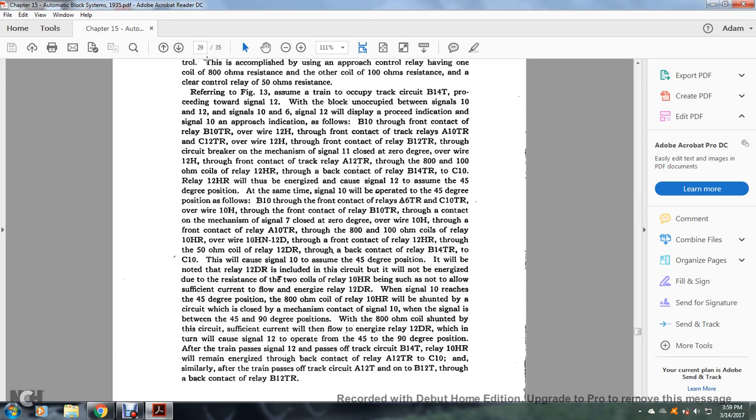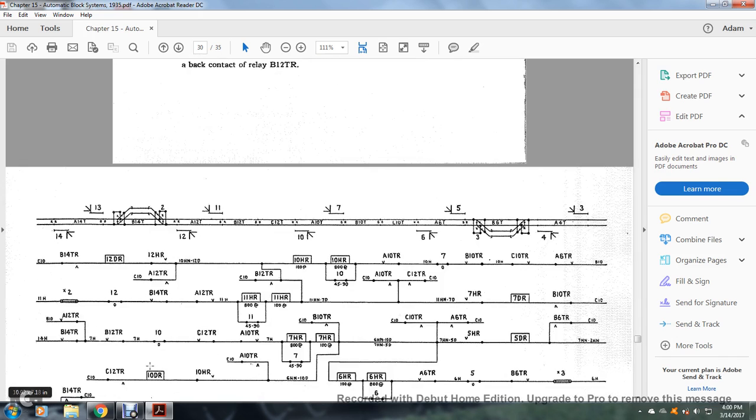After the train passes signal 12, the circuit over B14T relay 10HR will remain energized through the back contact of relay A12TR to C10. Similarly, after the train passes the track circuits A12T and B12T, through the back contact of relay B12TR.